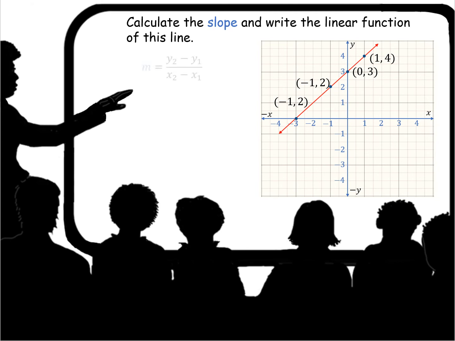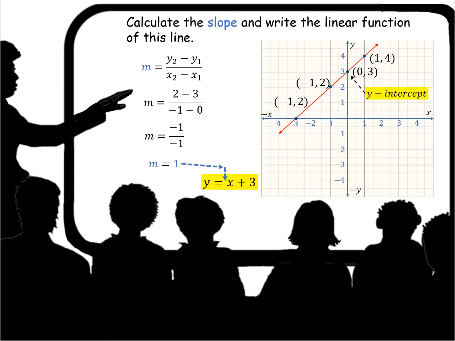Once we have the x and y values, we can use the slope formula to find the slope of the line. In this case, when we do the mathematics, we find out that the slope is equal to 1. We also see that the y-intercept is at (0, 3). So our linear function is written as y equals x plus 3.